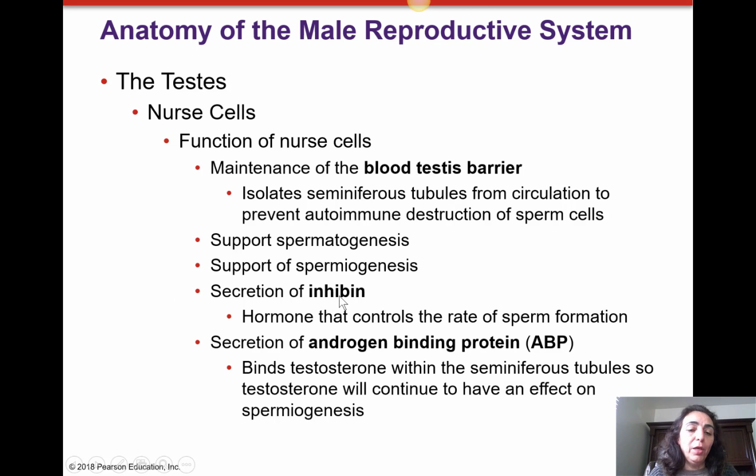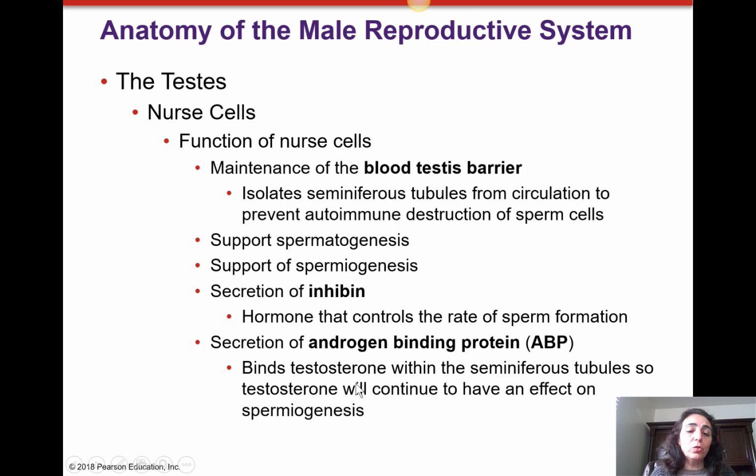Secretion of inhibin. Inhibin is a hormone that controls the rate of the sperm formation, right? So this one can control whether the sperm formation is faster or slower. And another function of the nerve cell or Sertoli cell is secretion of the androgen binding proteins. These are proteins that can bind to the androgen. Androgen is a general term for the male sex hormones. One of them, for example, is testosterone. So these proteins are binding to the androgen.